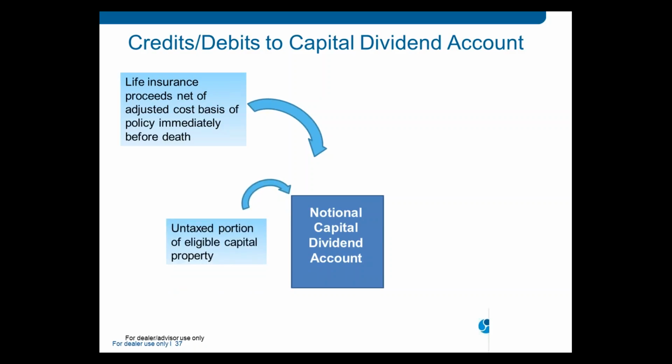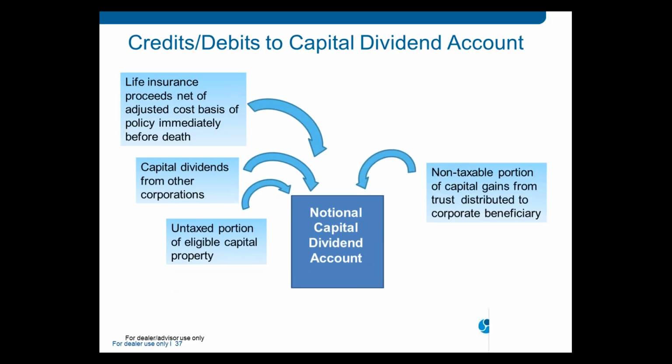The untaxed portion of eligible capital property owned by a business also gets credited to that capital dividend account. So too are capital dividends that come from other corporations. The non-taxable portion of capital gains from a trust that's distributed to a corporate beneficiary also goes into that account. And this is a situation where perhaps we've got a trust that's set up in a company that perhaps has gone through an estate freeze of some kind. They set up some type of family trust, and the non-taxable portion of capital gains are triggered.